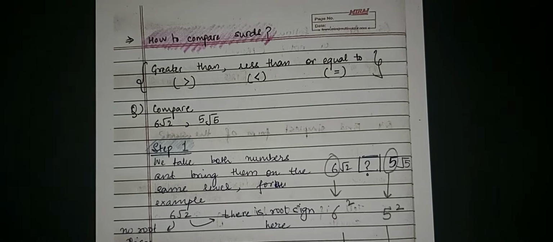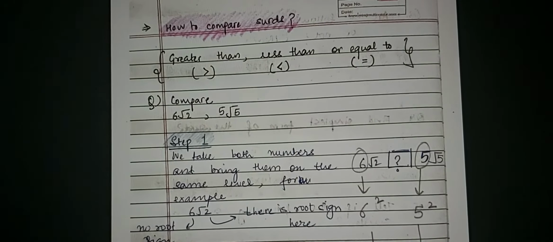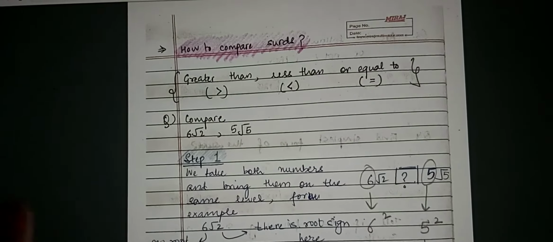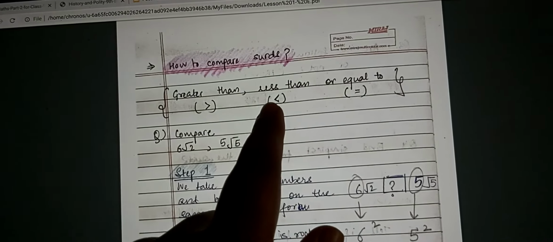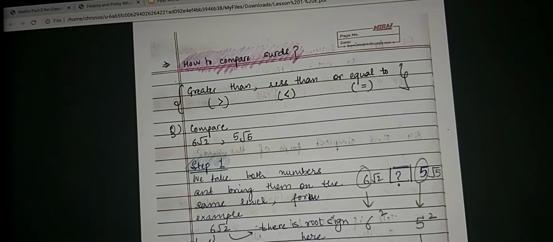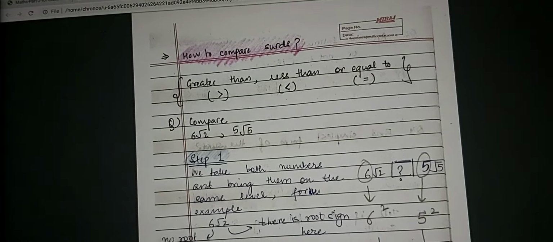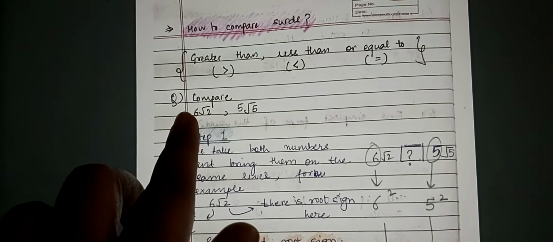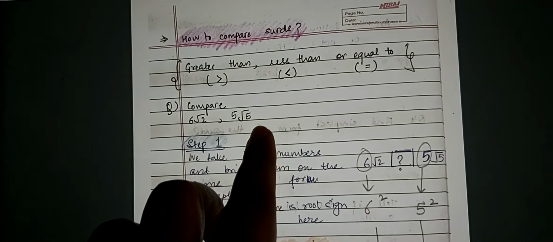Last class we learned about surds. This is the first time we got to know what surds are and the basics of surds. We're going to continue from there. Something we already know is the bigger than, less than, and equal to signs. What we're going to learn is how to compare surds. These are your two numbers, 6 square root 2 and 5 square root 5.